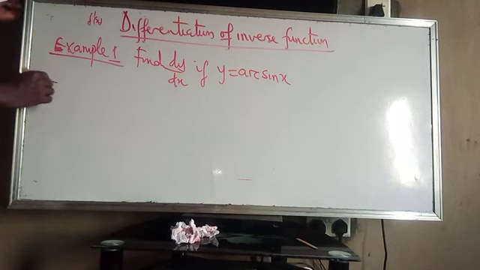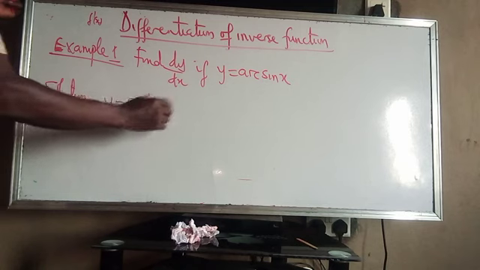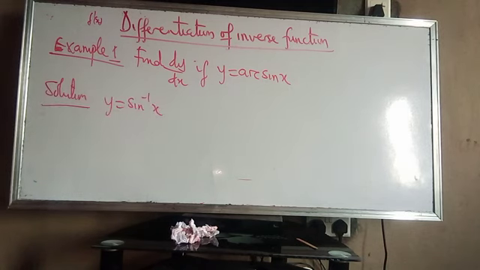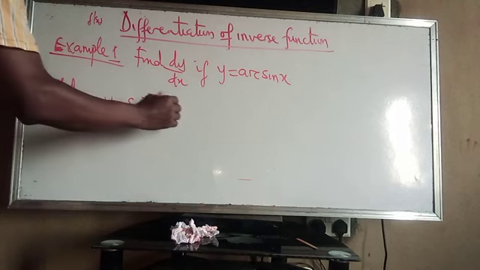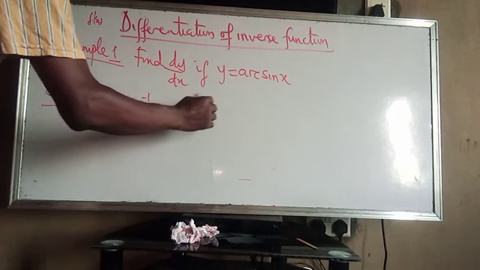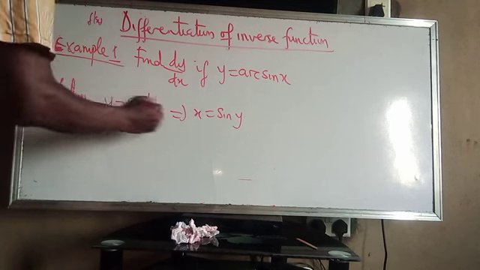That is, y equals sine inverse of x. That's the meaning of arc sine. Now, if that happens, this implies x equals sine y. That's the meaning of this statement.